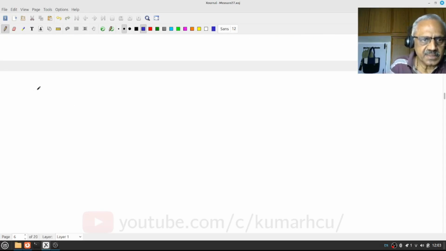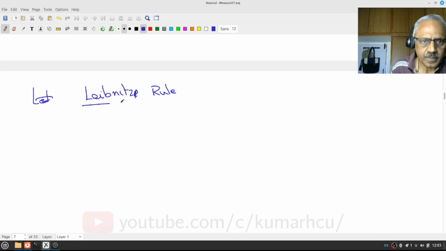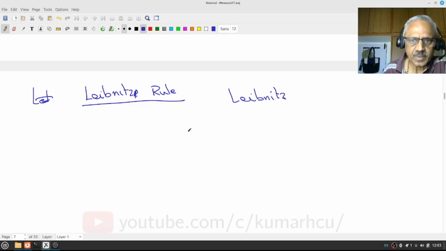The next result is the Leibnitz rule. What does it say? It roughly says the following. Suppose my T is actually some interval ab. Therefore my function is f from ab cross X to R.